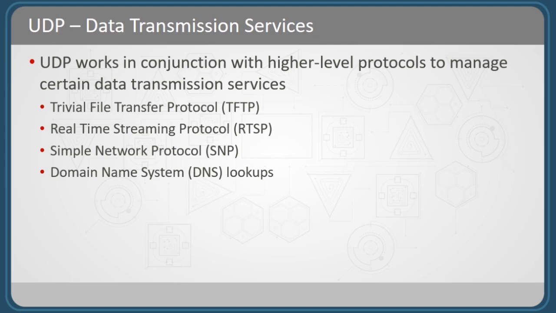It favors reliability. Real-Time Streaming Protocol, or RTSP, Simple Network Management Protocol, SNMP, and even Domain Name System lookups, DNS, all actually favor UDP as the transport protocol because they aren't as concerned with the reliability. If something fails, it's usually not critical. If it is somewhat critical, we can just try again.